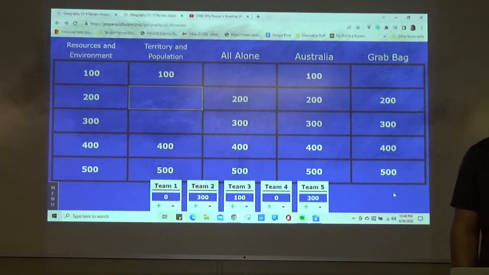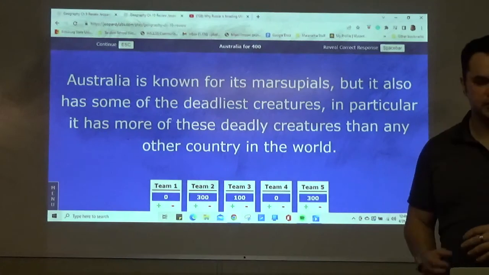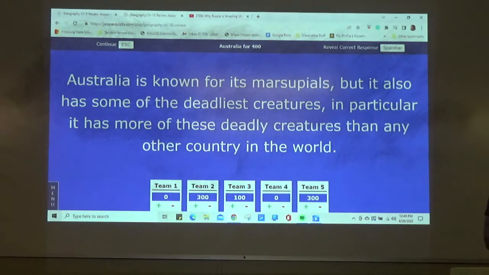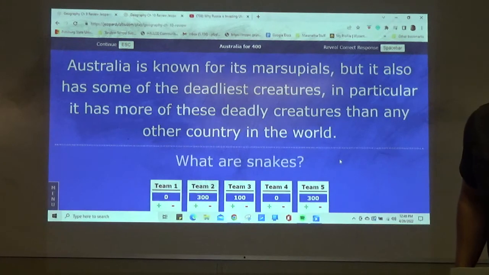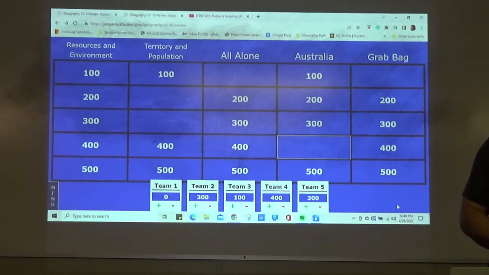Alright, team 5. Australia 400. Australia is known for its marsupials, but it also has some of the deadliest creatures. In particular, it has more of these deadly creatures than any other country in the world. I'm going to give it to the middle. Dang it. That's close. Yep, very good. That was close because it was literally the same time, and I was like, I'm going to give it to Ziggy.